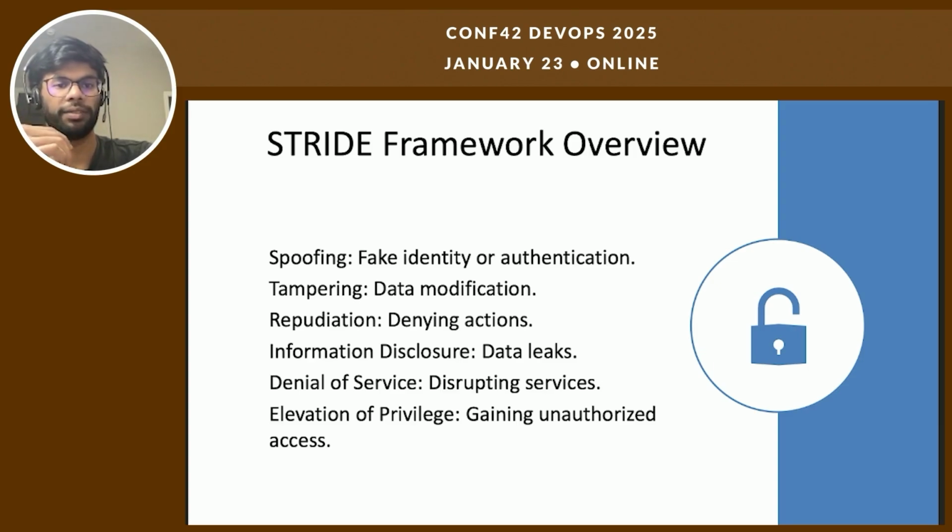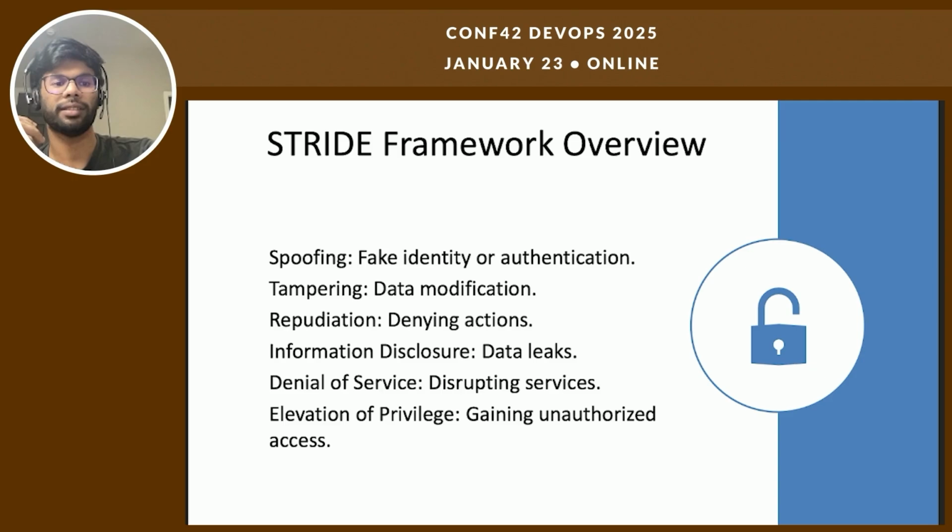Next comes information disclosure, which is nothing but data leak. Is the user able to see data that he's not supposed to? Like, are there authorizations? Next comes D, denial of service. Are we protecting our systems against any possible disruptions or DoS attacks? For example, are we using load balancers? Are we using Front Door? There are various cloud solutions available for that.